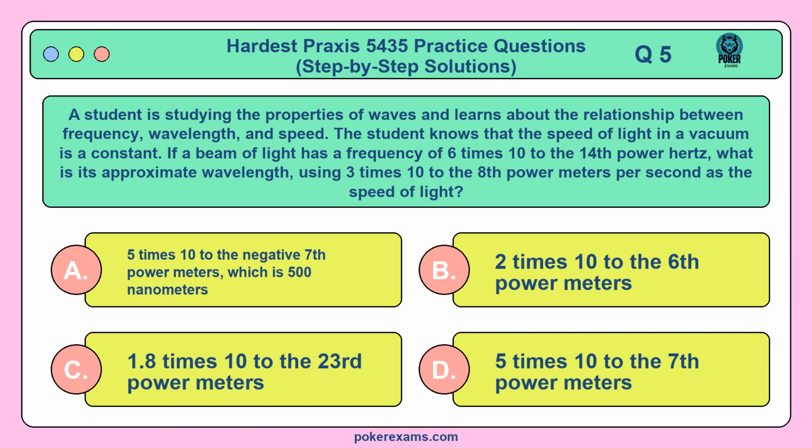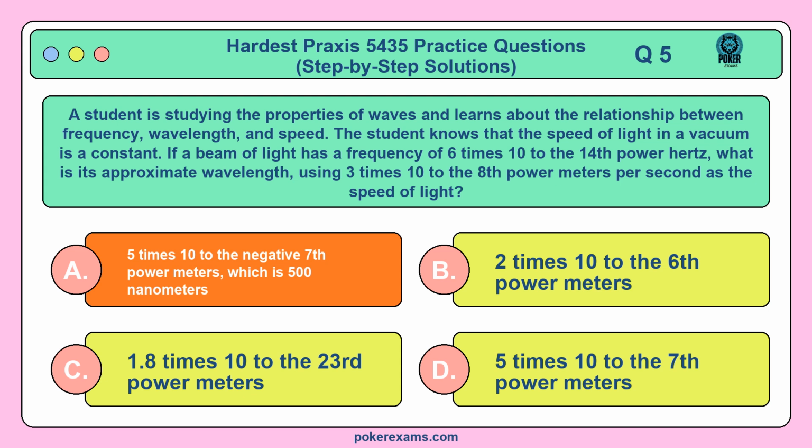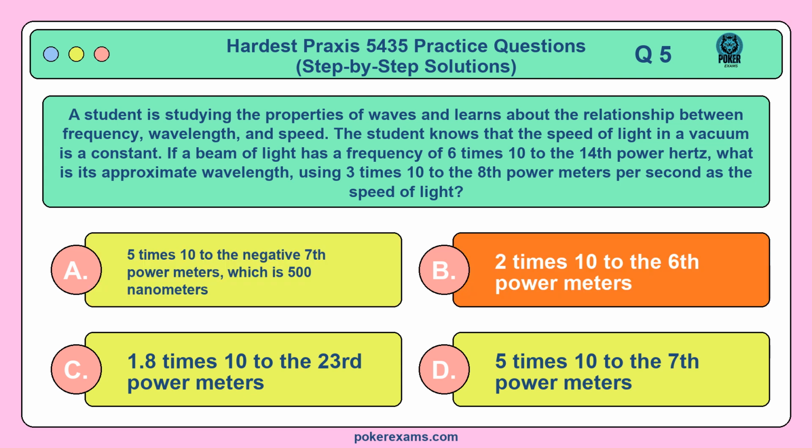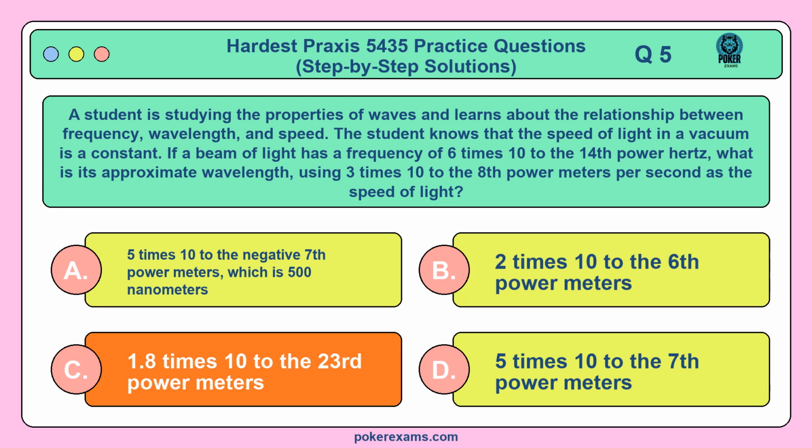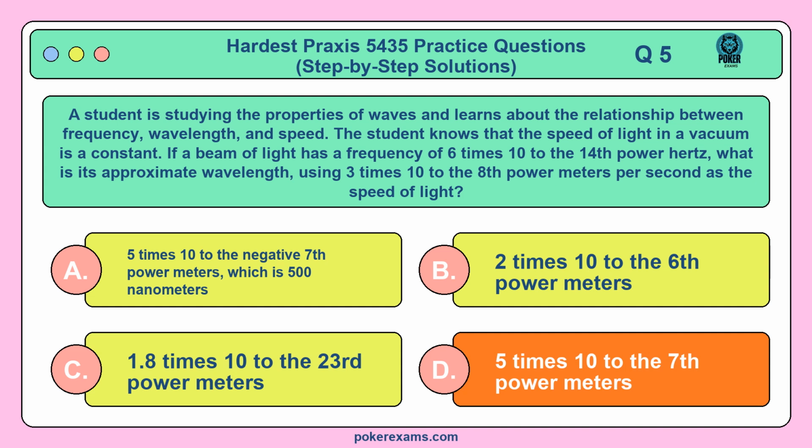Option A. 5 times 10 to the negative 7th power meters, which is 500 nanometers. B. 2 times 10 to the 6th power meters. C. 1.8 times 10 to the 23rd power meters. Or D. 5 times 10 to the 7th power meters.